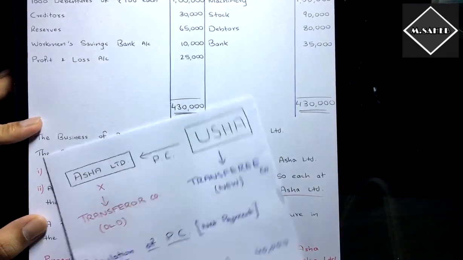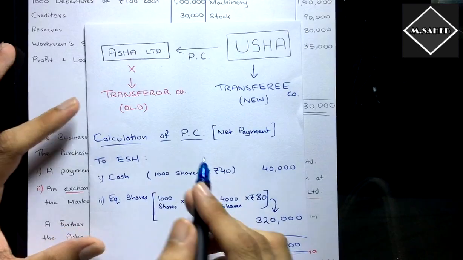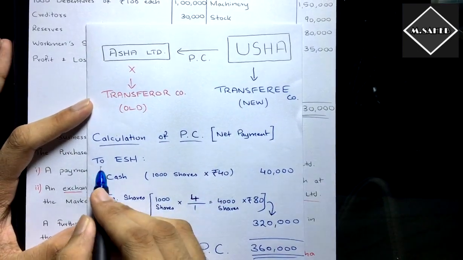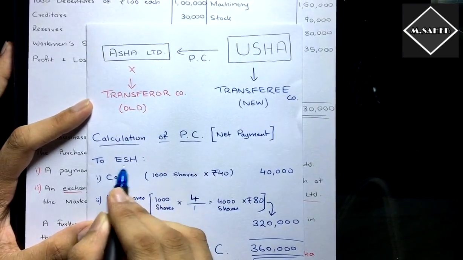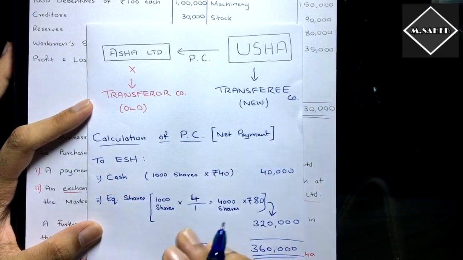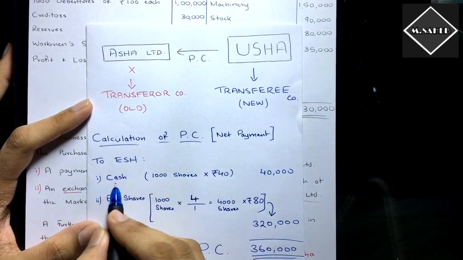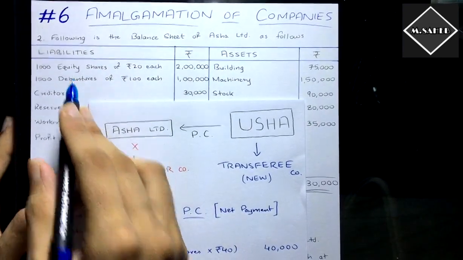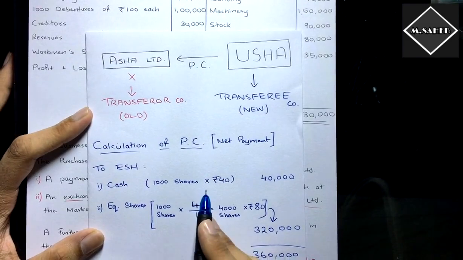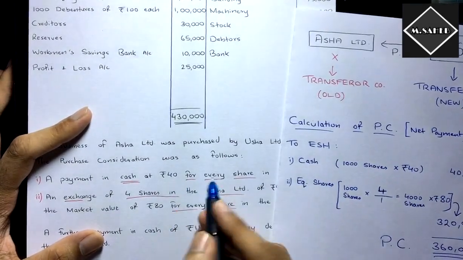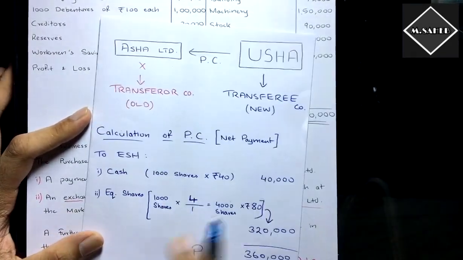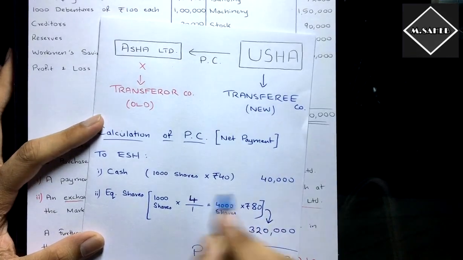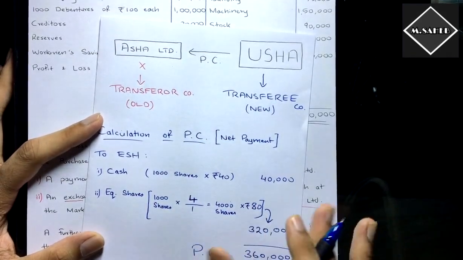See here, it's very simple. Calculation of purchase consideration, net payment method. What will be given to the owners of the company, to equity shareholders? There are no preference shareholders in this question, right? So the first point talked about the cash. So 1000 shares are there in this company, 1000 equity shares. So 1000 shares into ₹40 for every share, that's what they said. So into 40, 40,000. 40,000 cash will be given to equity shareholders. Are you clear with that?